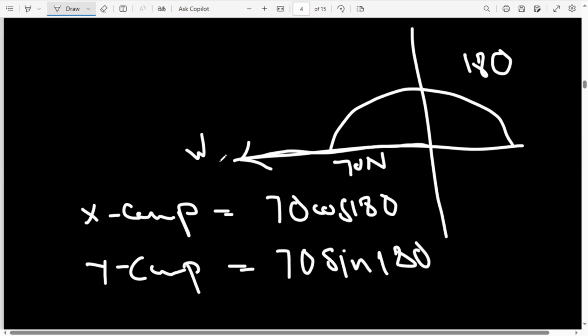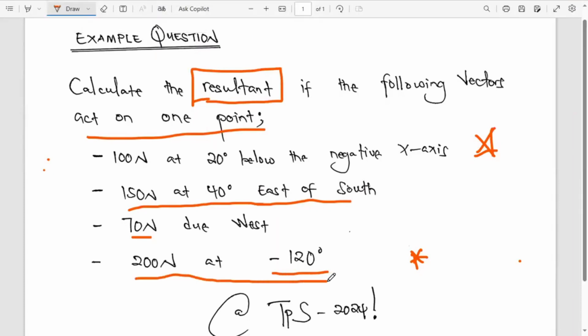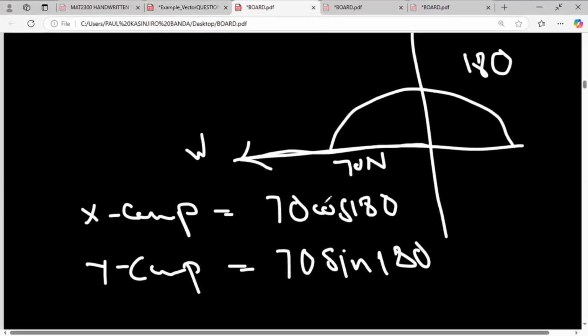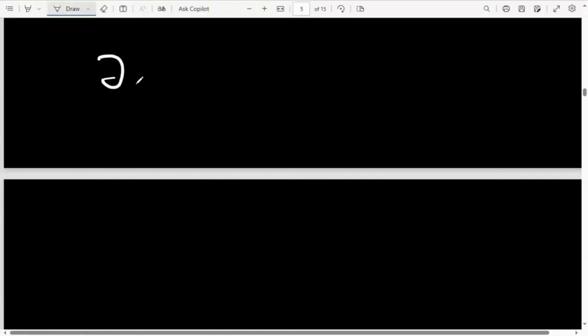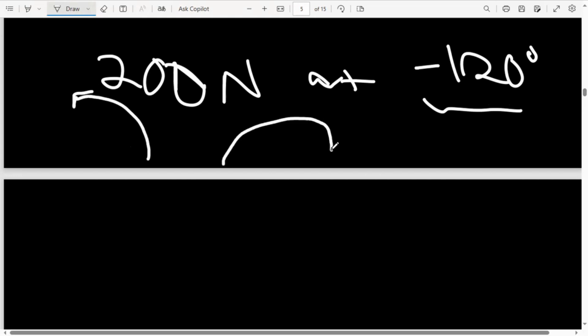And then let's look at the last one. So the last one here is 200 newtons at minus 120. Okay, so minus 120 means this, guys. So this is your 200 newtons at minus 120. Immediately you see a minus angle here. It means you are no longer moving in the counterclockwise direction. You're just moving in the what? Clockwise direction. So counterclockwise is when we are moving like this. Clockwise is when you're moving like this.